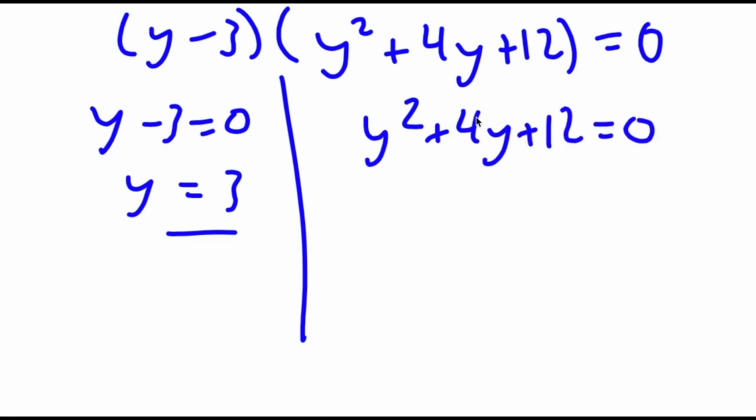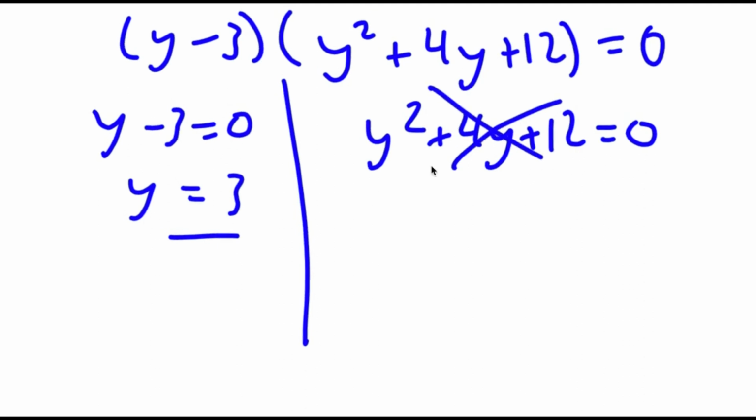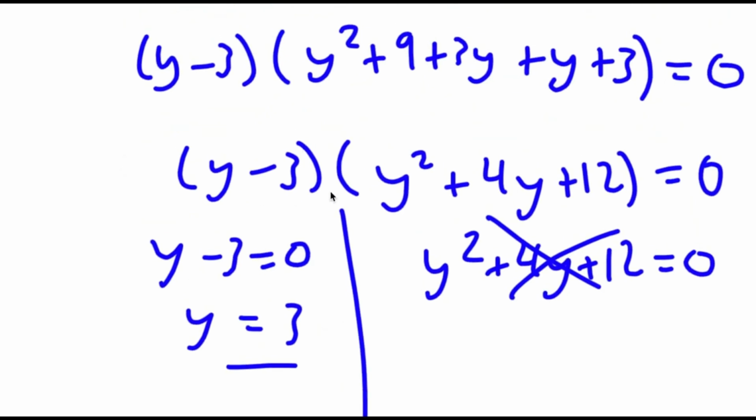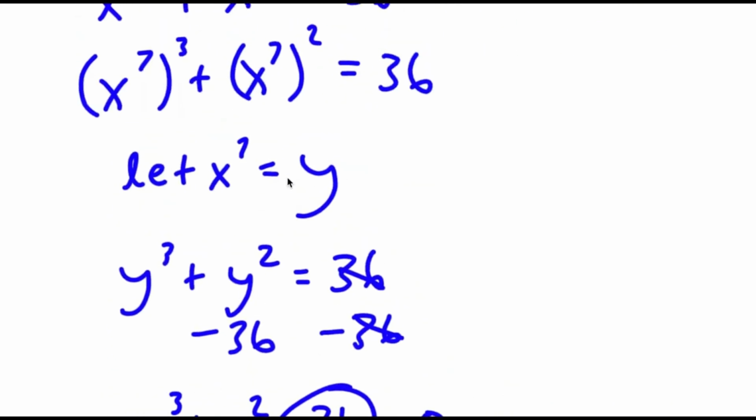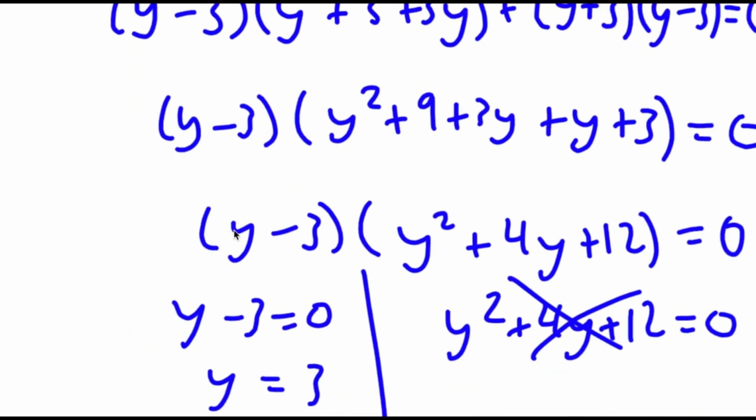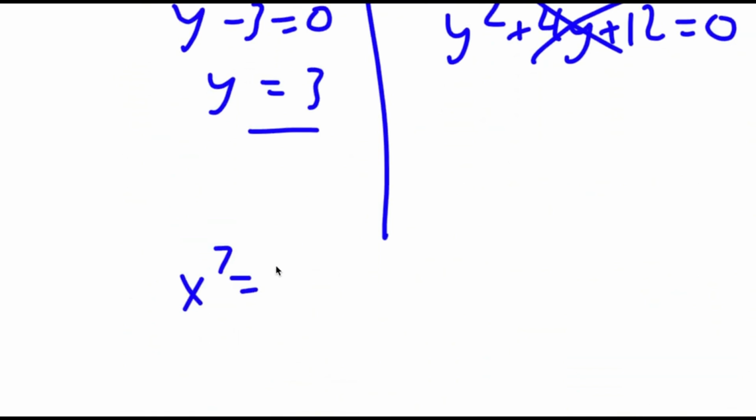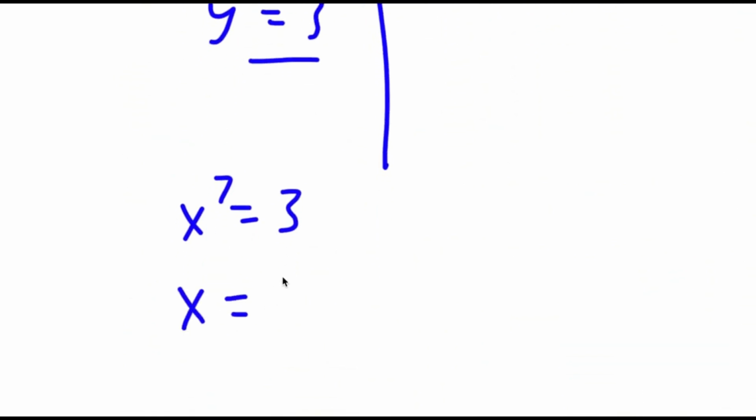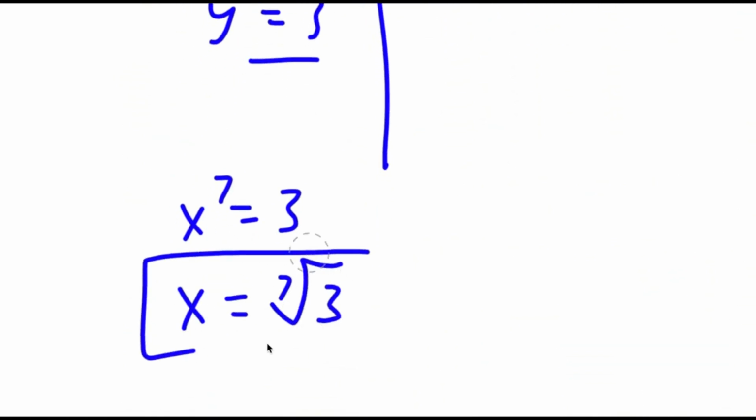So to solve this, we have to use the quadratic formula, which is negative b plus or minus the square root of b squared minus 4ac over 2a. And I'm not going to waste your time actually plugging them in, but if you do, you end up getting that it's less than 0, so this won't work out. So y equals 3 is my only solution to this equation. Now remember how we let x to the power of 7 equal y. So now I have x to the power of 7 equal 3, meaning x is equal to the 7th root of 3.